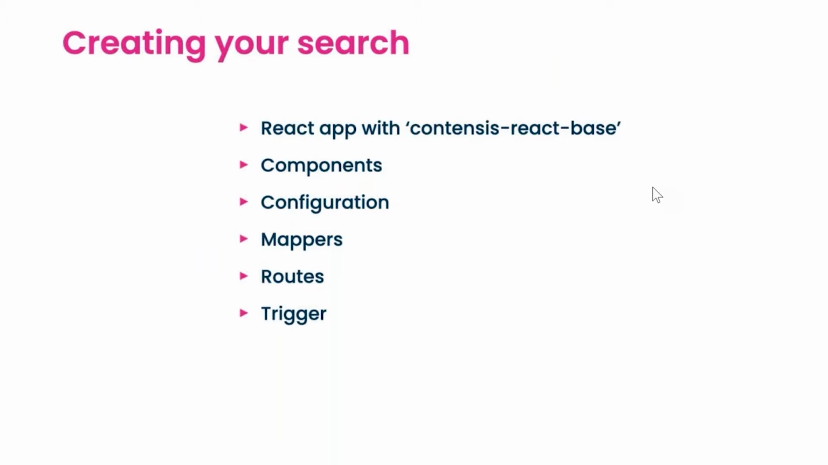So the things that we require to create a search with Contensis is a React application running currently with Contensis React Base. Essentially, that is just a way of creating applications with Contensis and React. It's kind of like a massive leg up, if you like, to get started with Contensis and React. We'll also need some components to go with that. We'll need a configuration, as I've spoken about. We'll need some mappers. We'll go into that in a minute. We'll need some routes for our application to respond on. And we'll need a trigger to trigger the search.